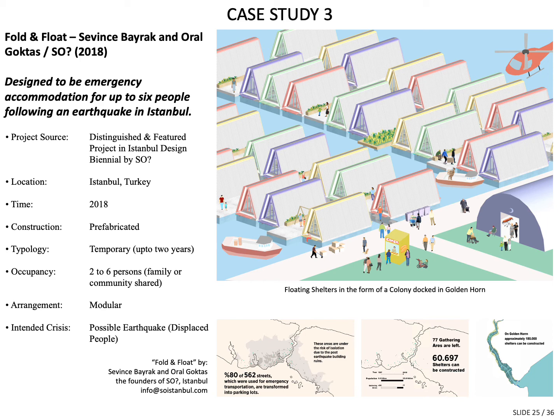It was designed to be emergency accommodation for up to 6 people following an earthquake in Istanbul. Its location is Istanbul, Turkey, and its time is 2018. Its construction is prefabricated and typology is temporary up to 2 years. Occupancy is 2 to 6 people. Family or community shared arrangement is modular, and its intended crisis is possible earthquake and resulting displacement. The site that they selected for the deployment of these floating shelters is the Golden Horn in Istanbul.